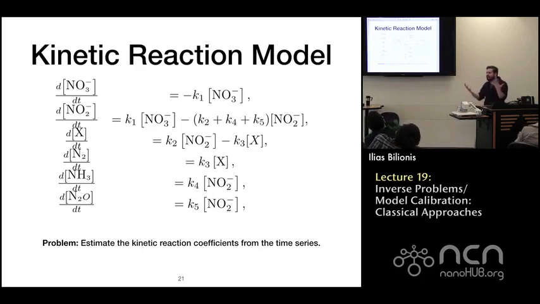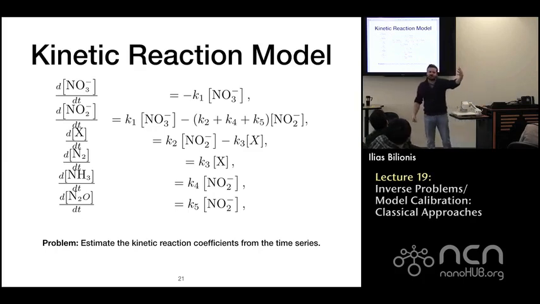Anyway, this is how the model looks. So what we really want to do is use the experimental measurements, which are measurements of the concentration at different times, and come up with these coefficients, these 5 parameters of the model.